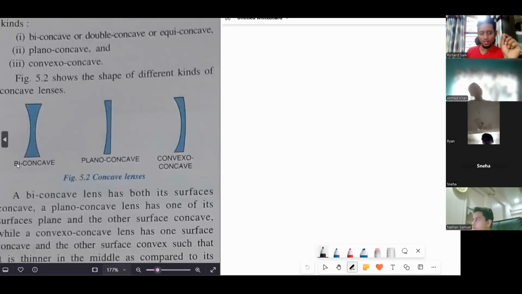Now again, there are three types here. Biconcave means both sides are concave, going inward. Plano-concave means one side is flat and the other side is concave, going inward. Convexo-concave means one side is convex, bulging outward, and the other side is concave, going inside. But all these three are concave. Why? Because in the middle it is narrow and at the edges it is broader.